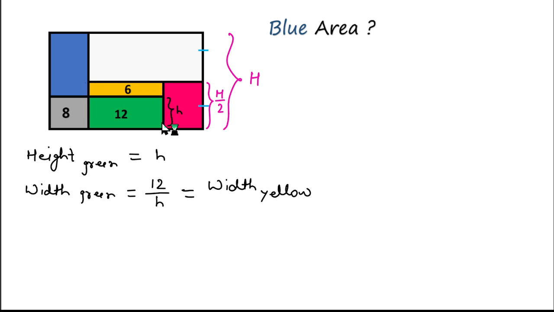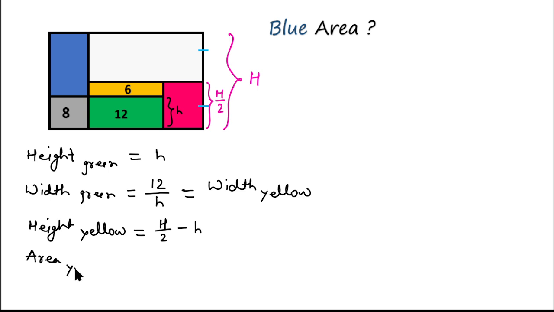Now what will be the height of this yellow rectangle actually? Since this whole height will be capital H by 2, because this height and this height will be equal, we can write the height of the yellow rectangle as capital H by 2 minus this small h, then we will get the height of this yellow rectangle.